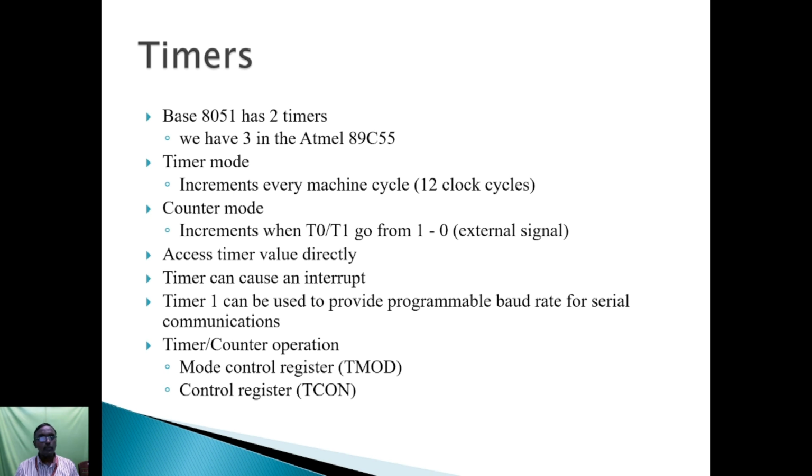Next one is timer. Basically it has two timers. In timer mode, it increments every machine cycle. So a timer is nothing but, for example, a washing machine. The timer is set on the washing machine, it decreases, and afterwards it goes to 0. That is called timer setting. Next one is counter. Counter means counting incoming pulses.